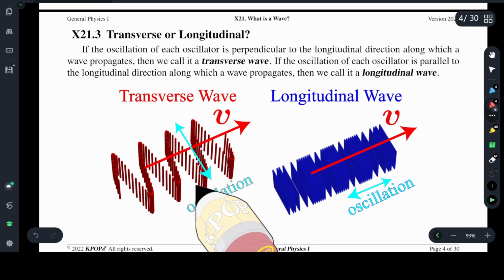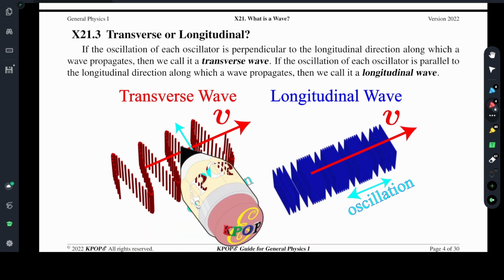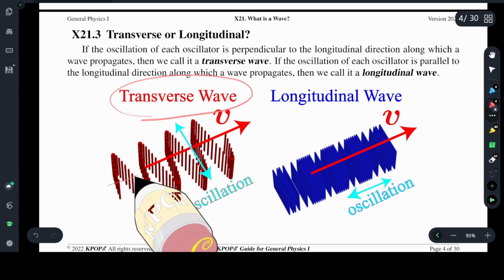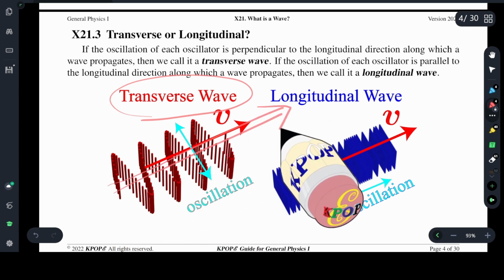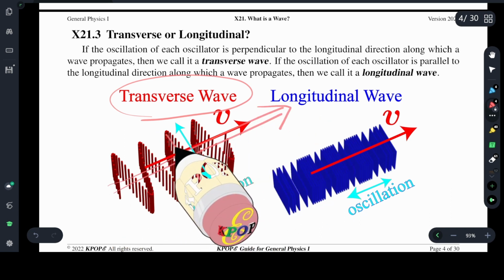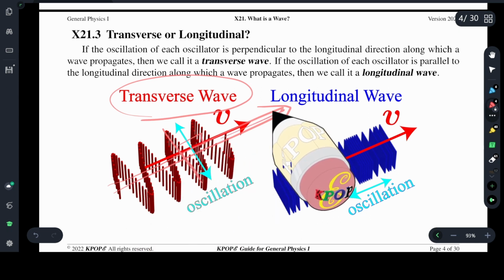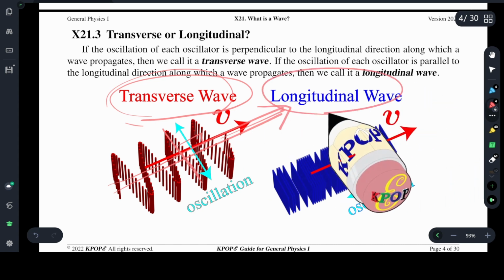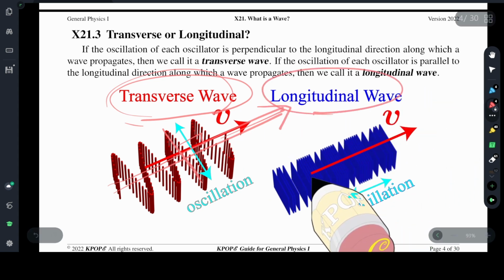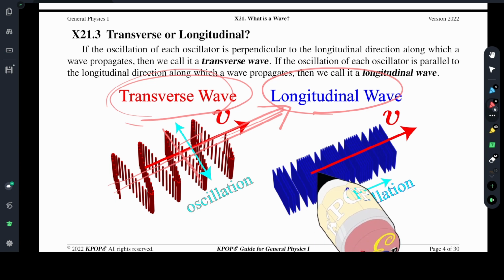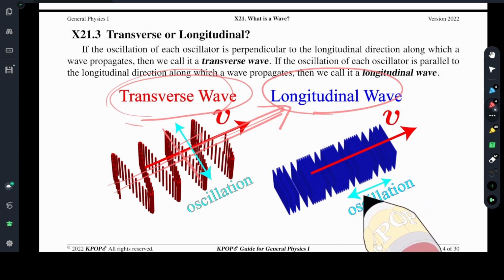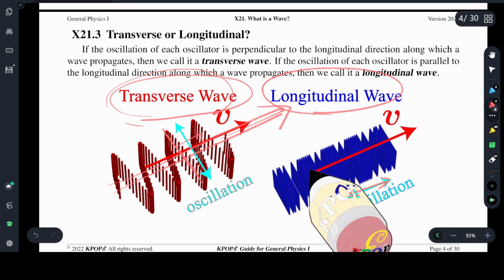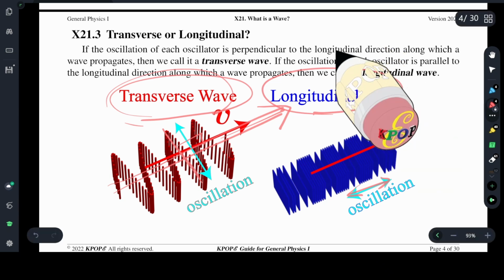So this is an explicit illustration of the transverse wave. The wave propagates in this direction and the fluctuation is perpendicular to the direction of propagation. So, transverse wave. For a longitudinal wave, the density changes along this direction. For example, the sound wave is a longitudinal wave. The oscillation is parallel to the direction of propagation.